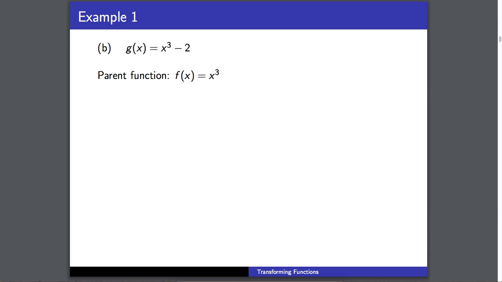This one, g of x is x cubed minus 2. Our parent function is x cubed. The minus 2 at the end indicates we're going to move everything down 2 units.